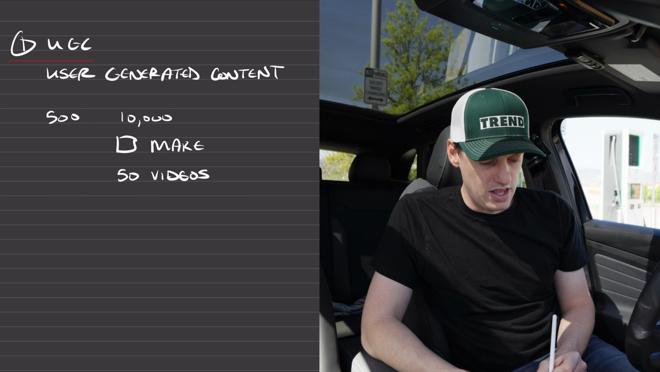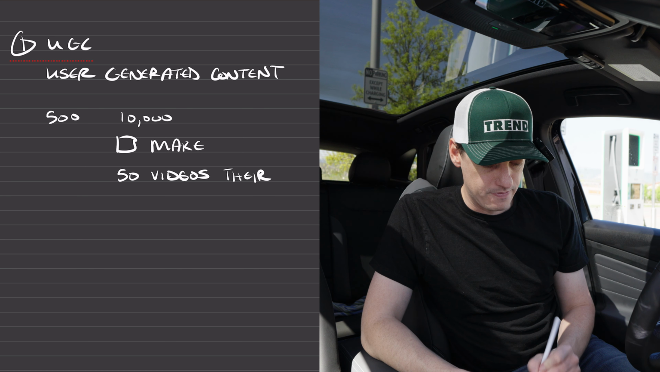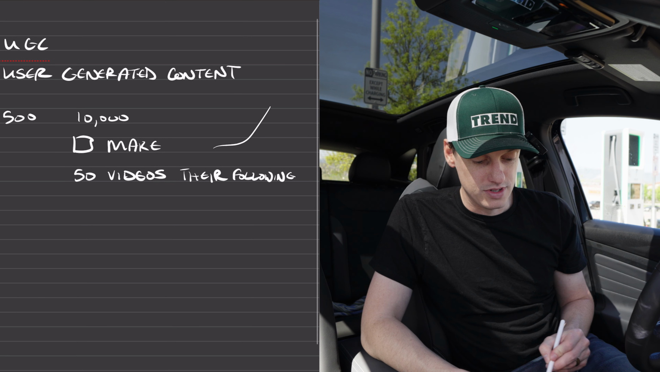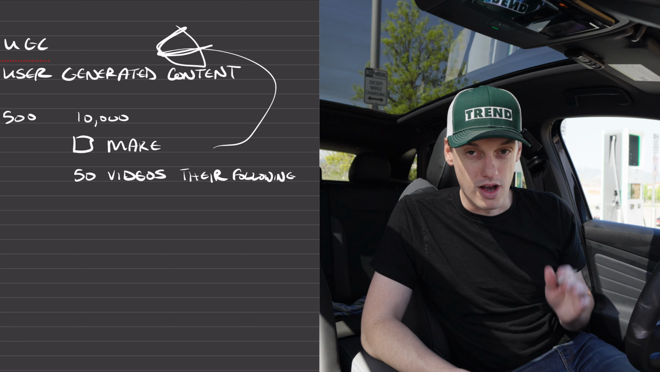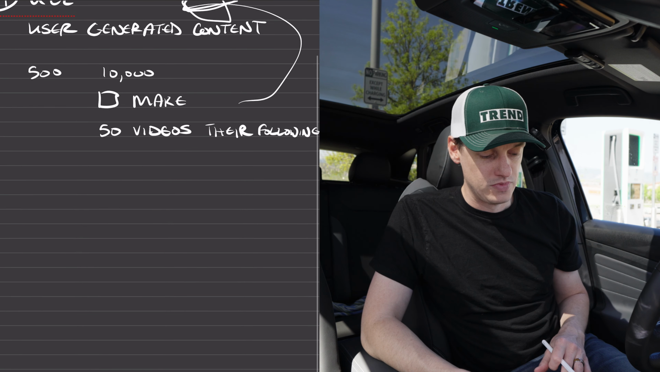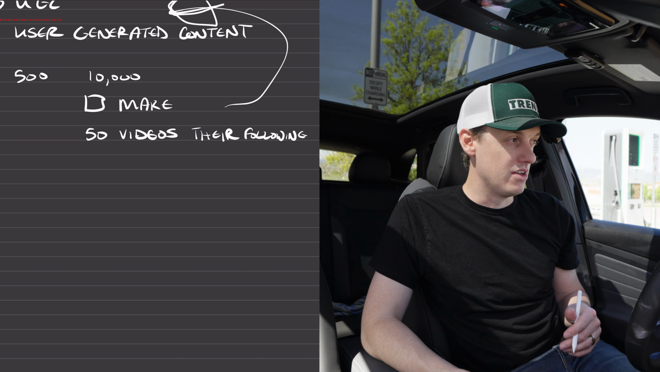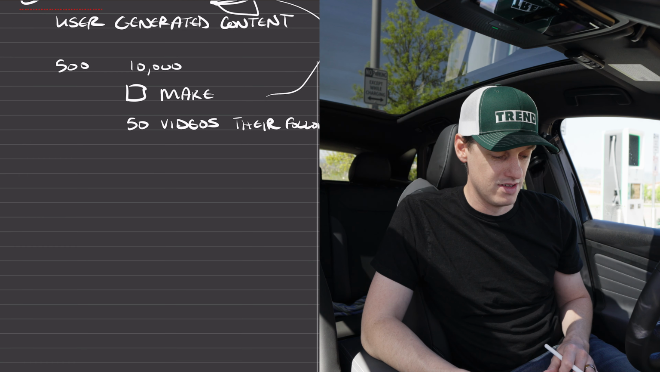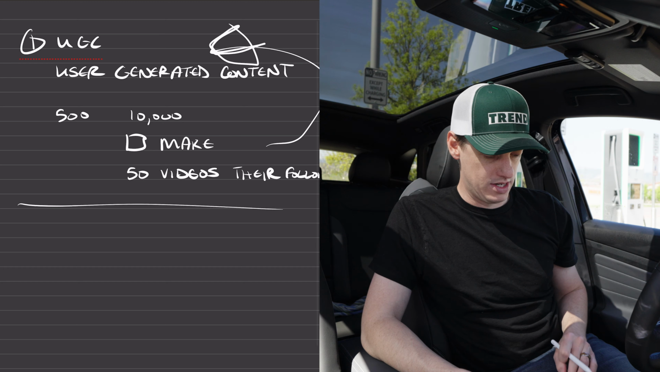that goes to their following, and it's about you. It's about your product and your brand. I know my arrows aren't any good, so maybe I'll get better at this. So they make 50 videos, and then maybe you do a top 3 prize based off of engagement. User generated content is not just you making the content, it's actually leveraging your audience and your following to make it for you. And so this is big number one.